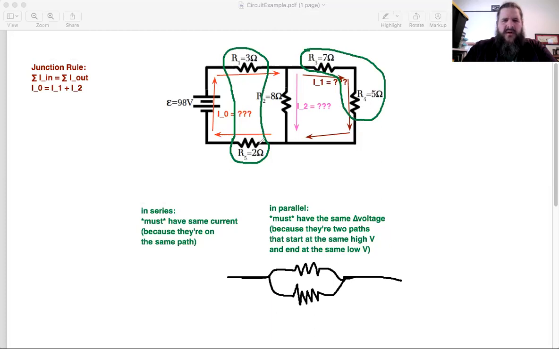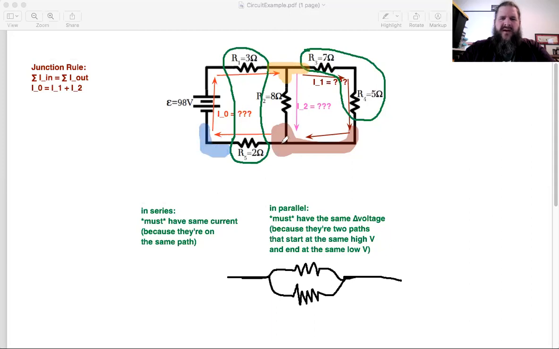R2 and R5, we can't really say are in parallel or in series. They are definitely not on the same path because there's a junction between them where the current changes. But we also can't say R2 and R5 start and end at the same voltage. They have this voltage in common at one endpoint. But at the other ends, R2 has some voltage, and R5 has a different voltage.